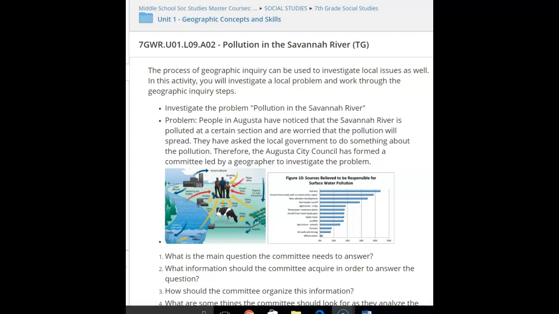Pollution in the Savannah River. In this activity, you're going to be looking at the geographic process in action. So the process of the geographic inquiry can be used to investigate local issues. In this activity, you're investigating a local problem and working through the geographic inquiry steps. First, you're going to investigate the problem, pollution in the Savannah River.